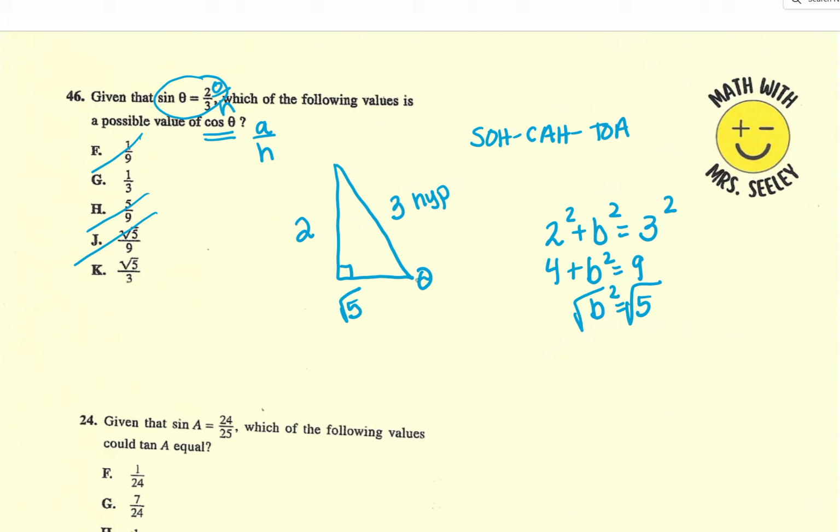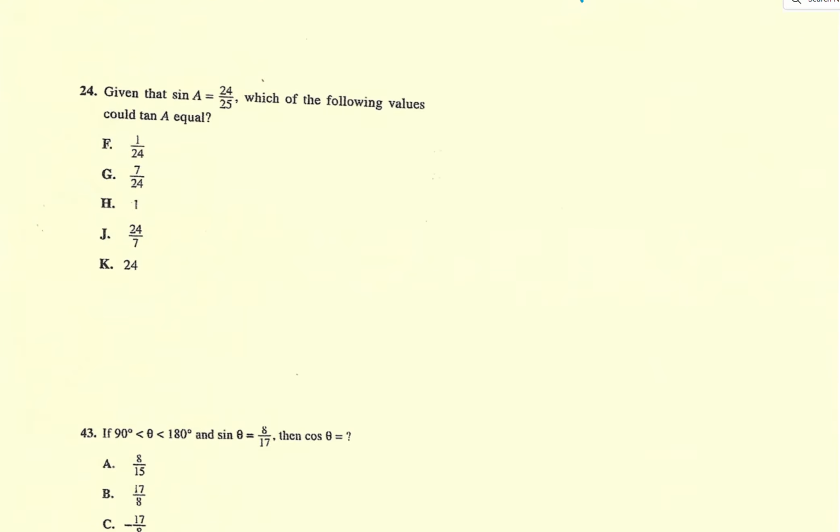So then I know my answer is adjacent over hypotenuse, and it's answer K. All right, on number 24. If you'd like to, you could pause the video and try this one on your own and see how you do. All right, on this one, let's draw a triangle.